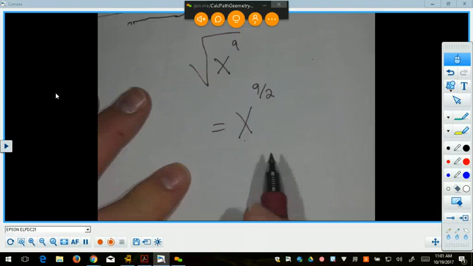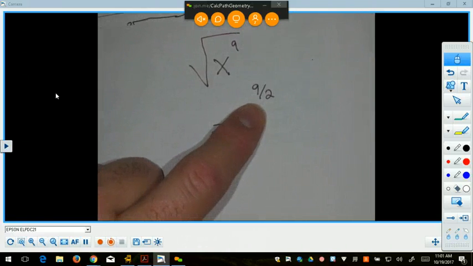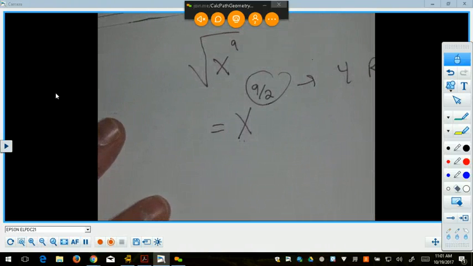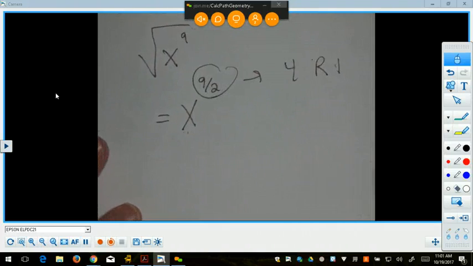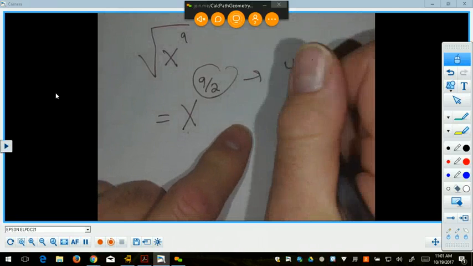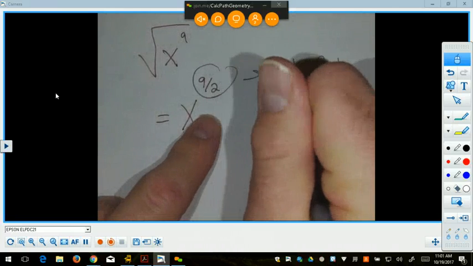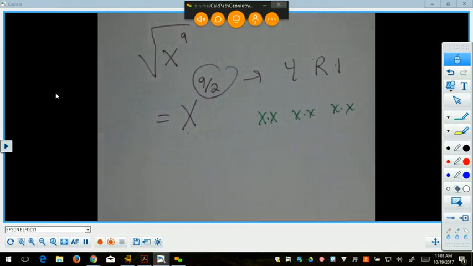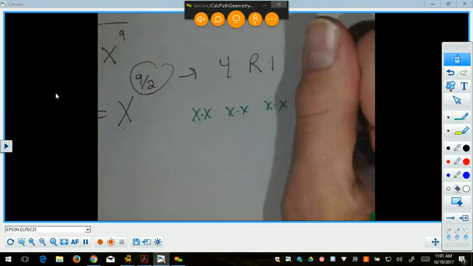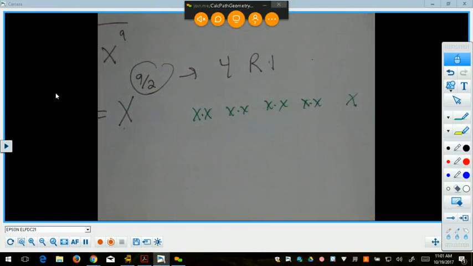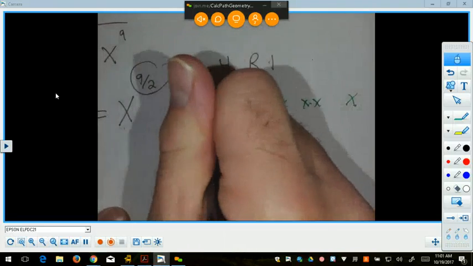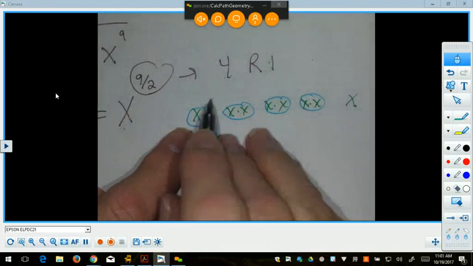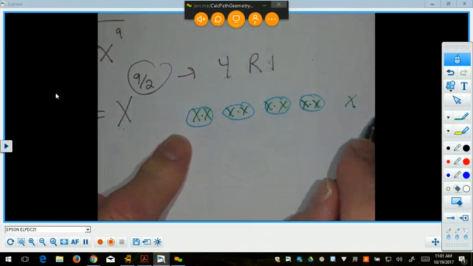All right, I'm going to regroup this. Now, how many times does 2 go into 9? 4 remainder 1. Well, watch this. That's 4 groups of x, because there's x times x, x times x, x times x, that's 6, there's 8, there's 9. Notice that that's 1 group of 2, 1 group of 2, 1 group of 2, 1 group of 2. So I have 4 groups of 2 and a remainder of 1.